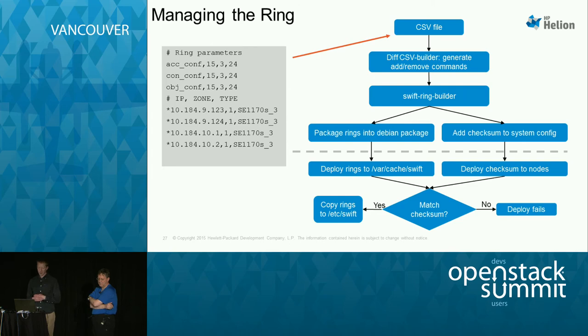If this isn't the case, and for some reason the MD5s don't match, the deploy fails straight away, and we stop. The reason for this is we can't afford to put bad rings into the system. It's going to be extremely dangerous. A lot of your services can act up very funny, and in the worst case scenario, you could lose some data.